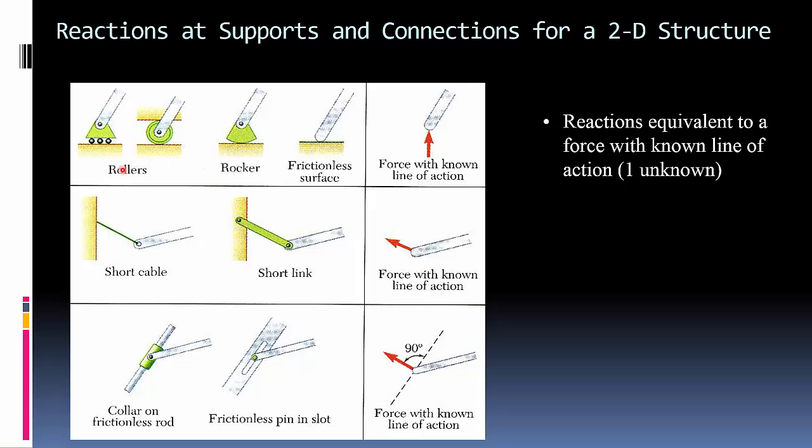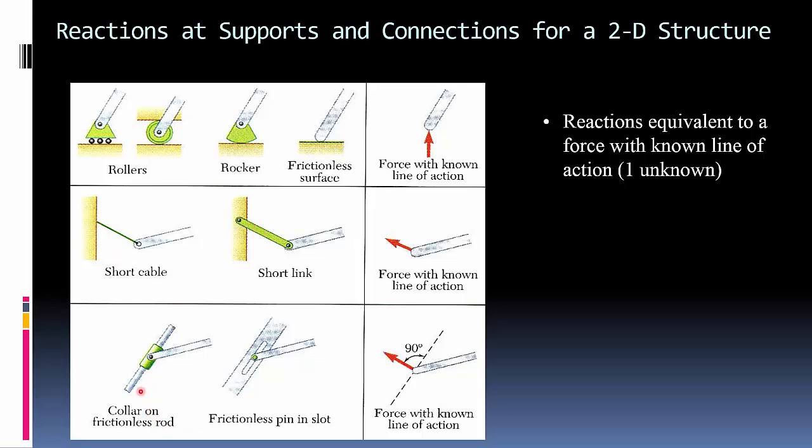These are all cases where they have one unknown. That unknown is the actual magnitude. You know the direction. You know that this is going to push up. You know that this is going to be in this line of action. So you know the direction of a roller or a rocker. You just don't know the magnitude. Another one with just one unknown is a short cable. Cables are just going to be in the direction of the cable, so it's going to be some tension, or a short link, which can have tension or compression. In that case, you know it's in that direction, but you just don't necessarily know the magnitude.